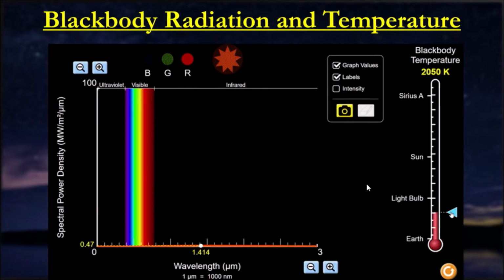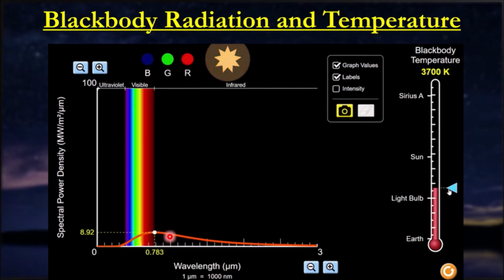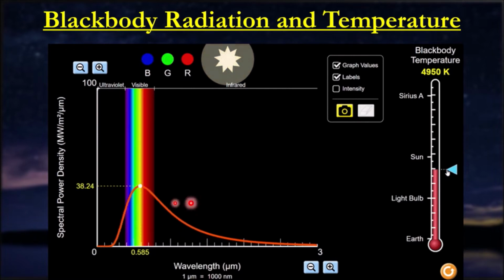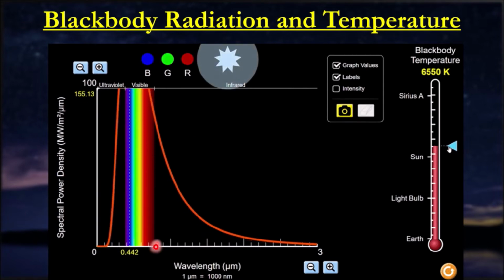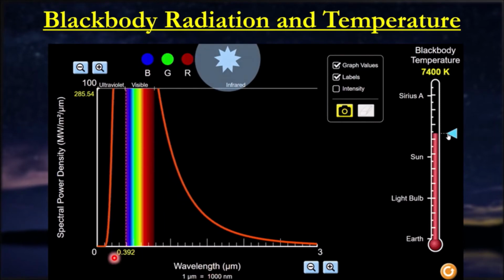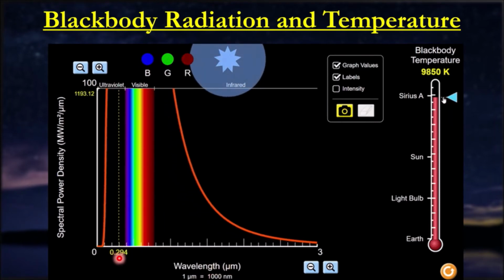Okay, so the next thing I want to show you is how radiation is related to temperature. So I'm going to increase the radiation of a particular black body. In this example, we're going to use a star, and look at how the peak wavelength changes as I increase temperature. So as you can see, as I increase that temperature, the peak wavelength is moving further and further towards the left. And that means that the wavelength of the light that's being produced is getting smaller and smaller.